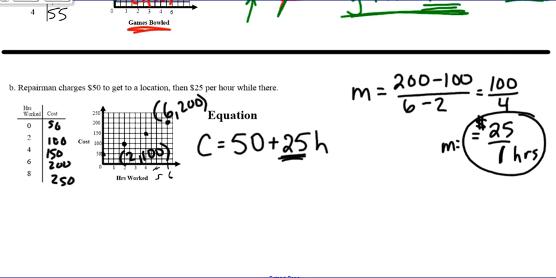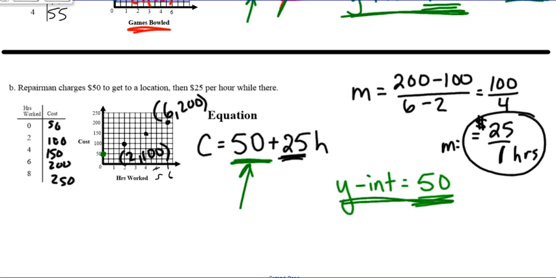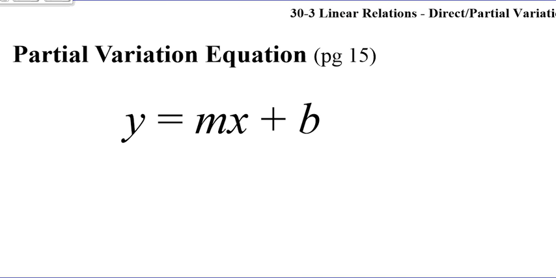And the second part to that, what's the y-intercept? We see that we hit the y-axis. The y-intercept is at 50. That 50 is also part of our equation. We started at $50 no matter what. There's our y-intercept. We were charged $25. The consistent change was $25 for every hour. That's our slope. All of this information ties together.